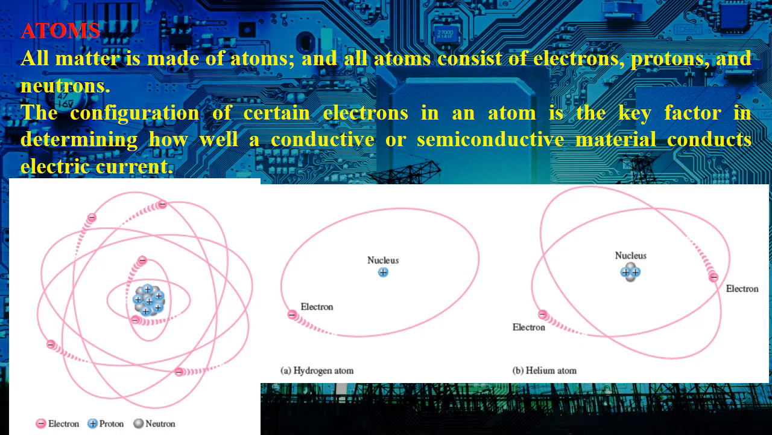So basically, you will know that the protons and the neutrons are present in the nucleus, and electrons orbit the nucleus. From our diagram here, you will see these rings, they are the shells or orbits where electrons circulate around the nucleus of the atom, and in the nucleus we have the protons.